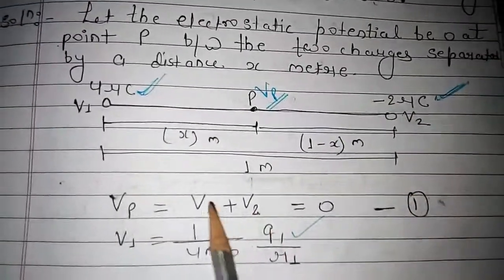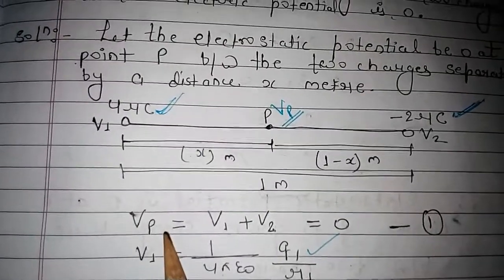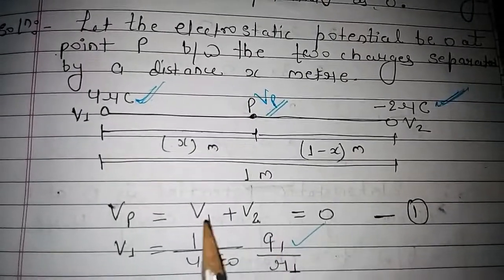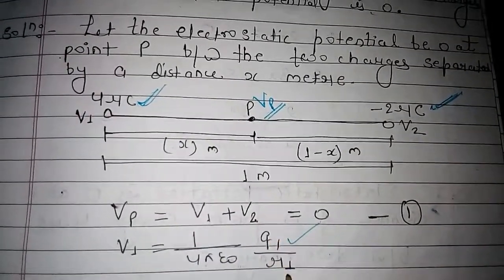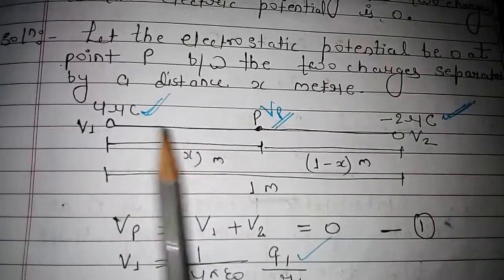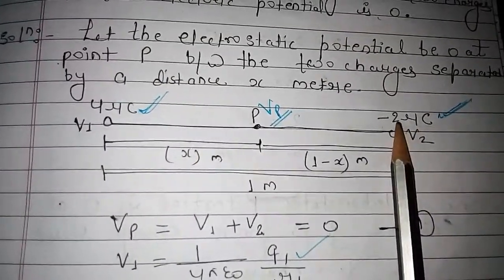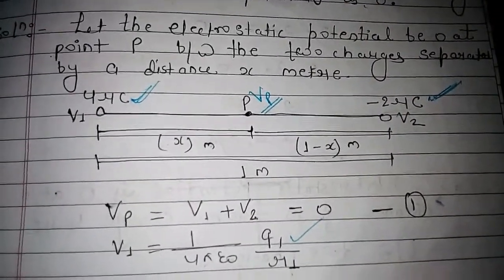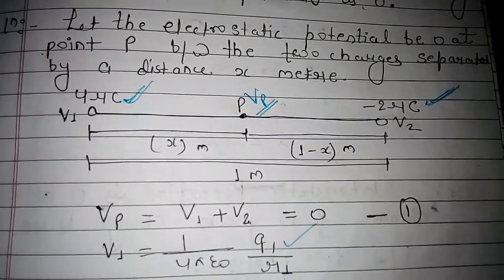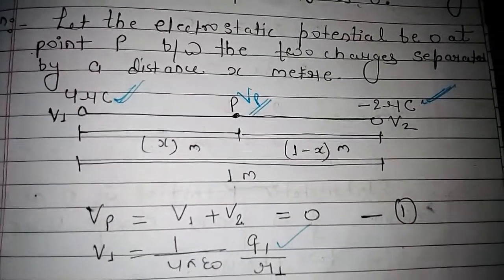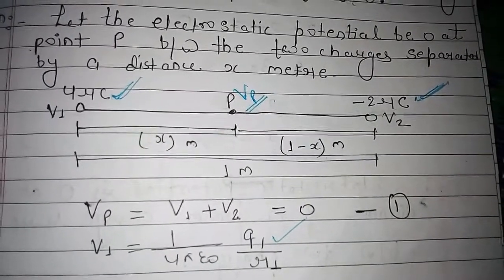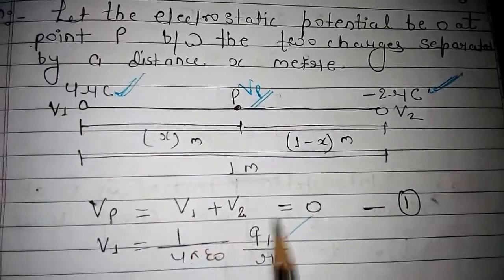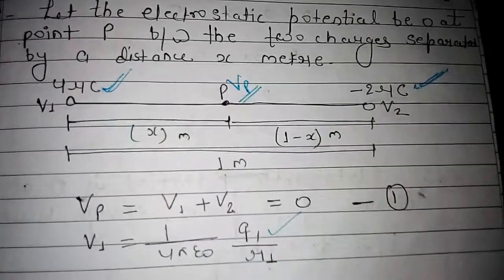Now see what will be the total potential here. By applying the superposition theorem, the total potential Vp at point P is equal to V1 plus V2, which is equal to 0. What is the value of V1 here? 1 upon 4 pi epsilon naught Q1 divided by R1. What is Q1? 4 microcoulomb. What is R1? x. What is Q2? Minus 2 microcoulomb. What is R2? 1 minus x. First we have to calculate V1 and V2 by the simple formula 1 upon 4 pi epsilon naught Q divided by R, then we will put the values of V1 and V2 in equation number 1.